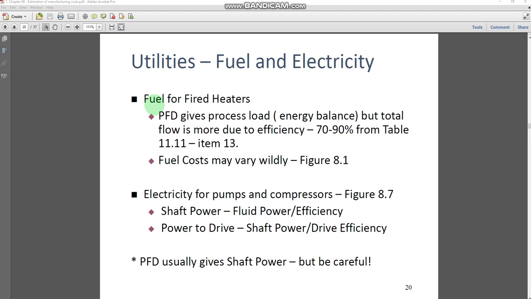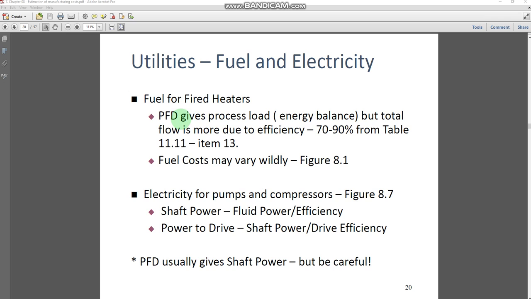Now there could be different types of utilities. For example, one utility is the fuel for the fired heater. Okay, so what information do you need for the fired heater: the PFD gives process load, energy balance, but total flow is more due to efficiency of 70 to 90% from the table, this one. Okay, so in terms of flow rate, we can get the information from the process flow diagram, and we can also get the information on the energy requirement from the PFD.